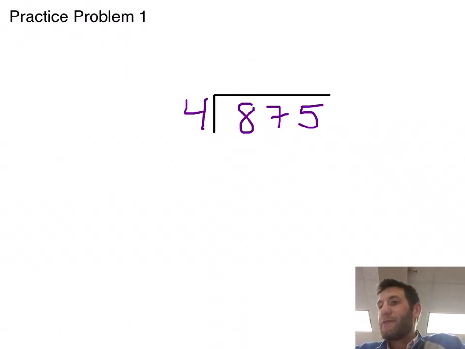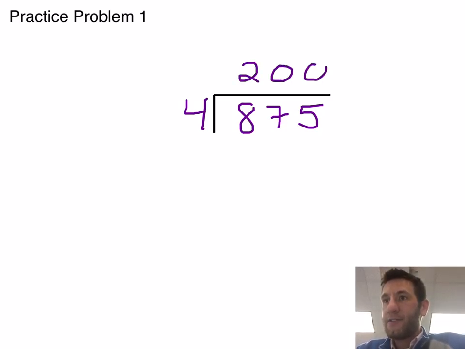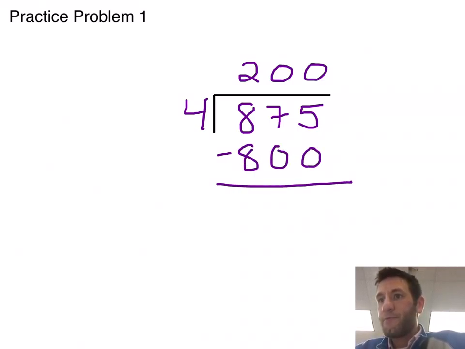Okay, so now that you've solved it and you've pushed play, let's go ahead and begin. So I know that 4 goes into 800. I know how many groups of 4 are in 800. I could say there's at least 200 groups. And I could say 200. And 200 times 4 is 800. Subtract.